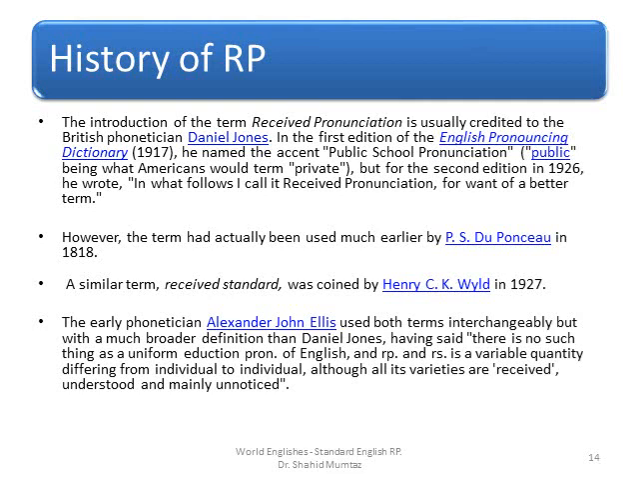However, the term had actually been used much earlier by P.S. du Bonacieux in 1880. So this is also another claim. A similar term, received standard, not received pronunciation, was coined by Henry C. Caville in 1927. The early phonetician Alexander John Ellis used both terms interchangeably.